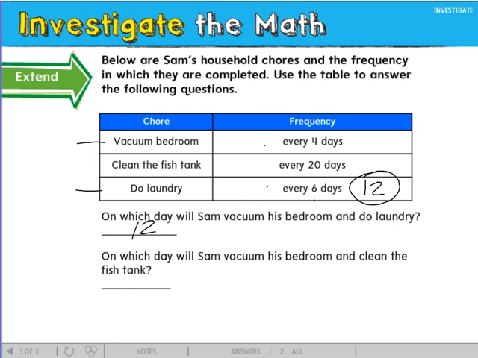Then it says on which day will he vacuum his bedroom and clean the fish tank. He cleans the fish tank every how many days? 20. Vacuums his room every 4 days. So we're starting with 20 because it's the larger of the two numbers, correct? Can 4 go into 20? Yes.